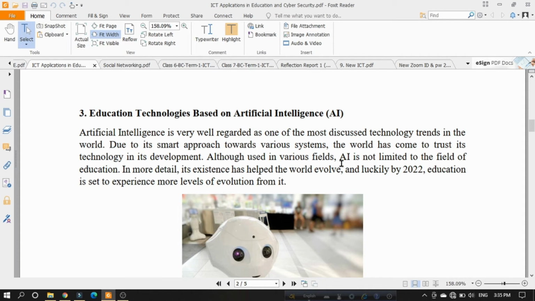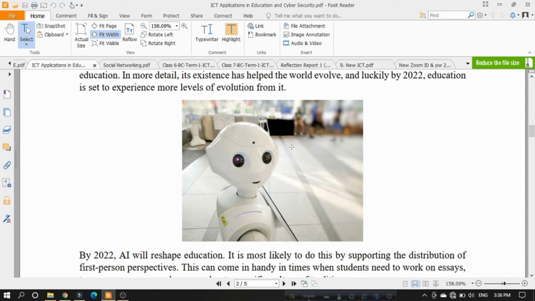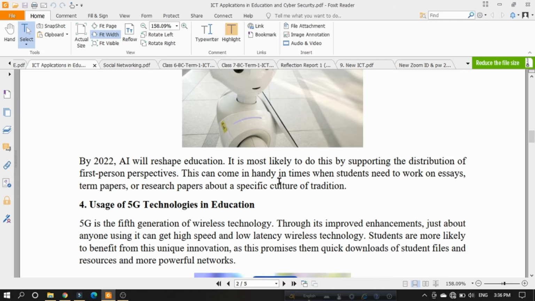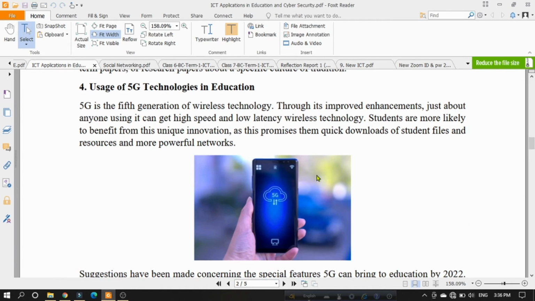Although used in various fields, AI is not limited to the field of education. In more detail, its existence has helped the world evolve, and luckily by 2022, education is sought to experience more levels of evolution. It's one kind of picture you can see of AI, a bot, robot. There are some other lines you can write for better understanding.